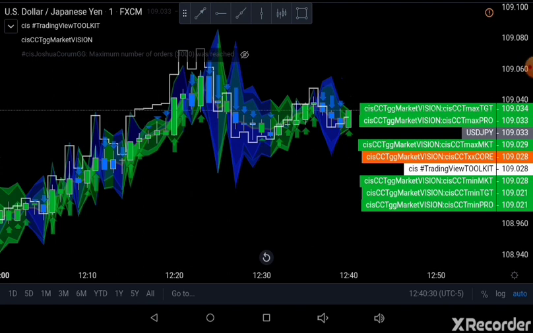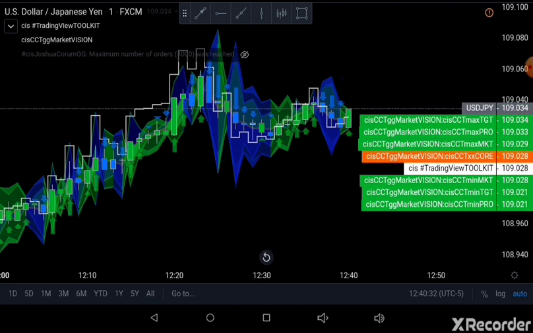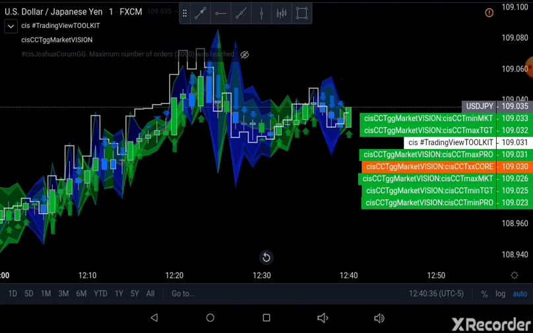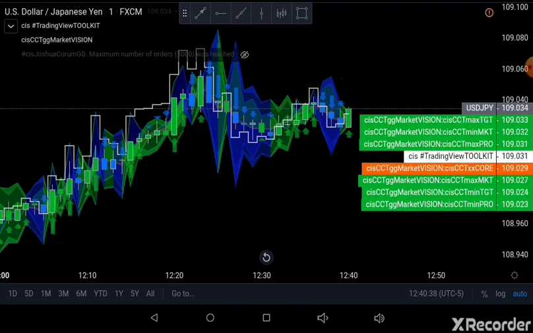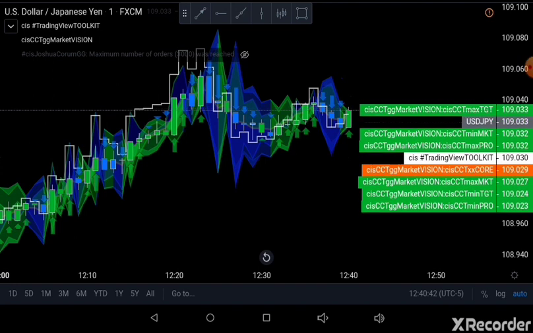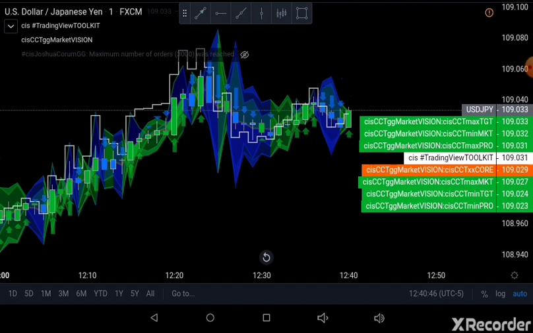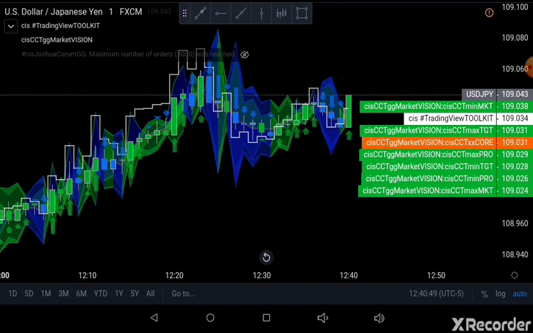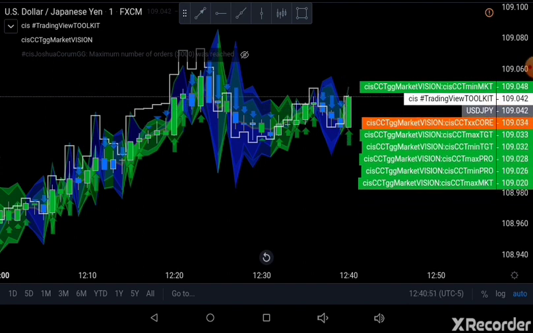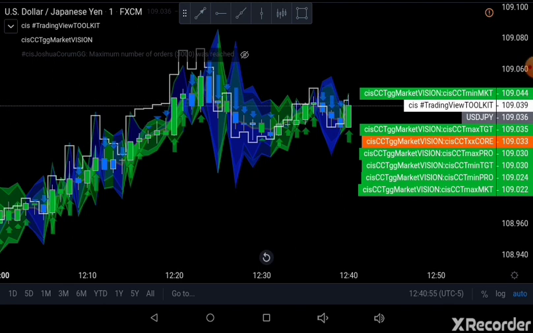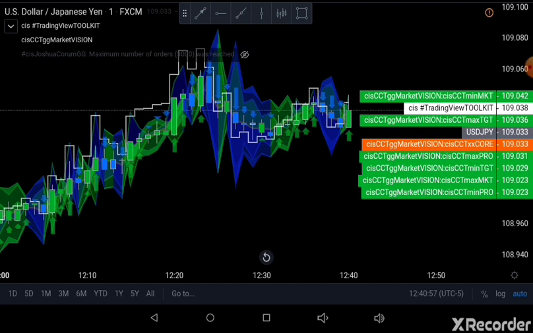If it peaks up above that 109.04 that I was mentioning, I would be looking to try to get short this trade. And there we are. We're above 109. We got up to 109.042. That's where we would get short. I would get short that trade right there.